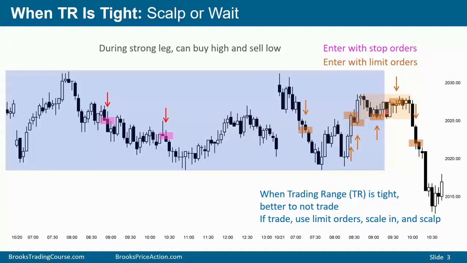Experienced traders will enter with limit orders. Here's a bull bar after 3 bear bars. They'll buy below the bull bar, betting that it's a bad sell. Here's a bear inside bar near the top of a developing tight trading range. Traders will sell at the high of that bar, betting that it's a bad buy.